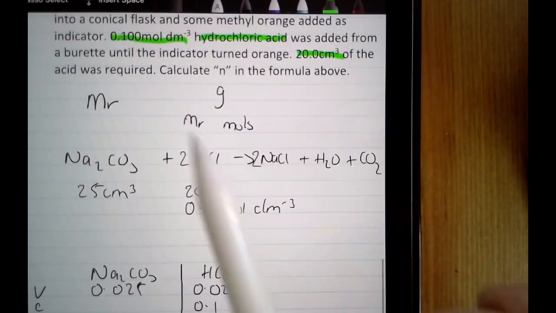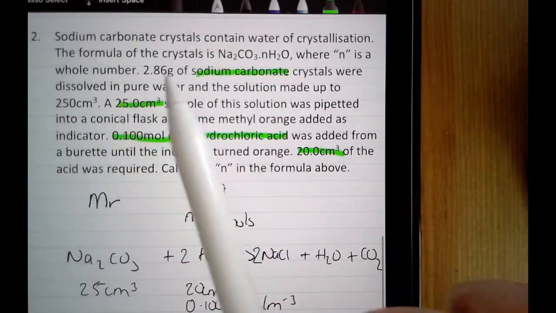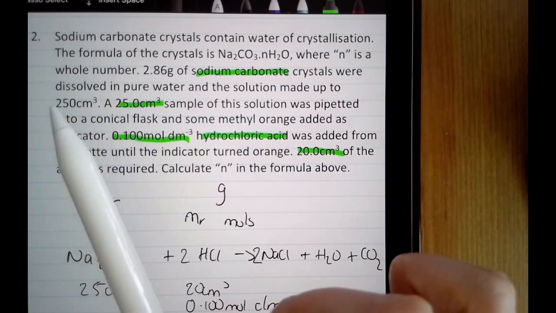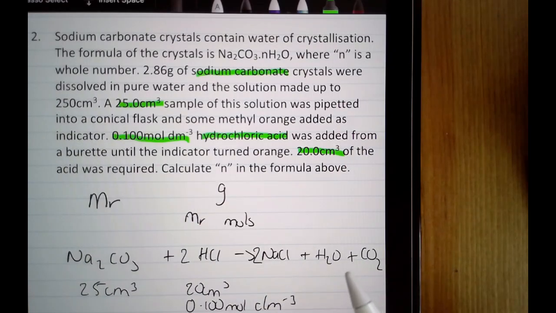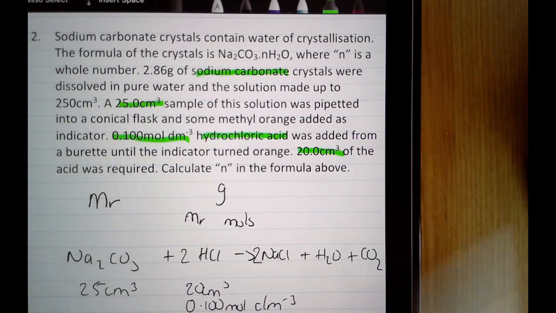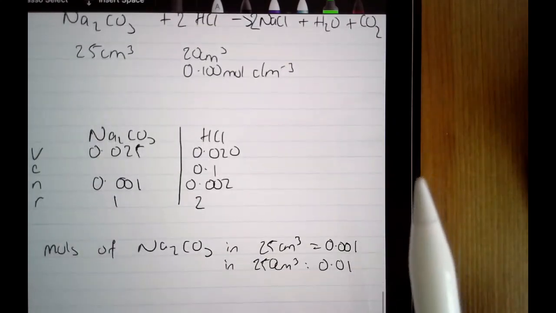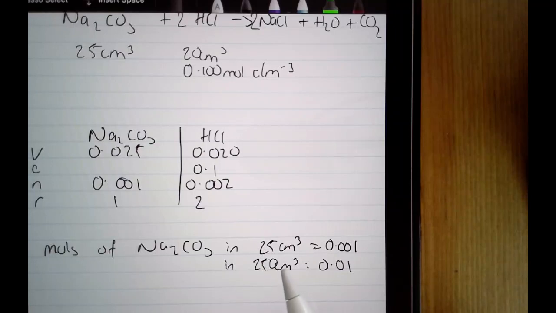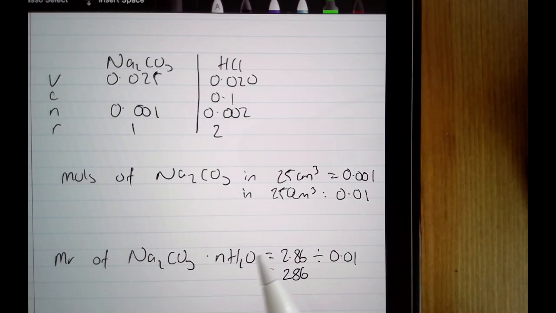As I said, I want to work out formula mass. I've now got moles, and in the question I've got grams, but just as before, I've got grams per 250 centimetres cubed, and from my titration, I've got moles per 25. Before I plug these numbers into my formula, I'm going to need them both per 250, or I could do them both per 25. I'm going to do them both per 250. So I know how many moles I've got in 25. To work out how many moles I've got in 250, I'm just going to be multiplying by 10. So now I know the number of moles I've got in 250. I can therefore work out the formula mass of my hydrated sodium carbonate.